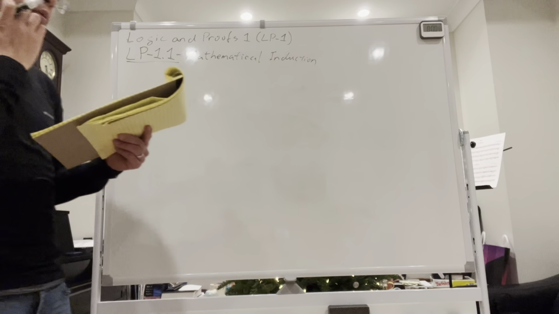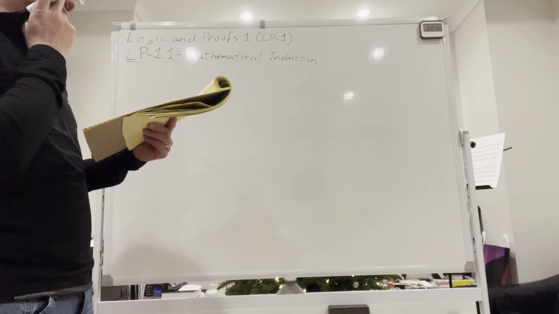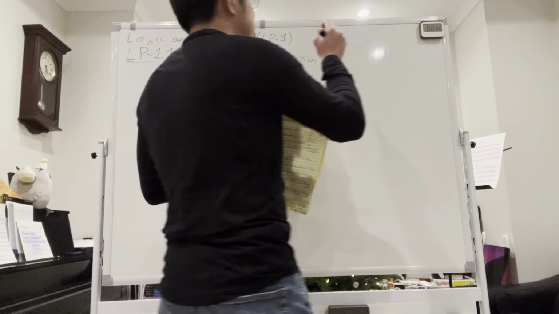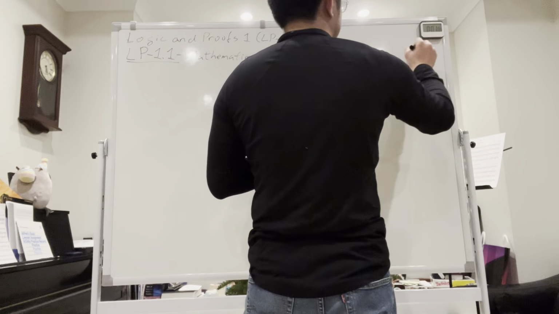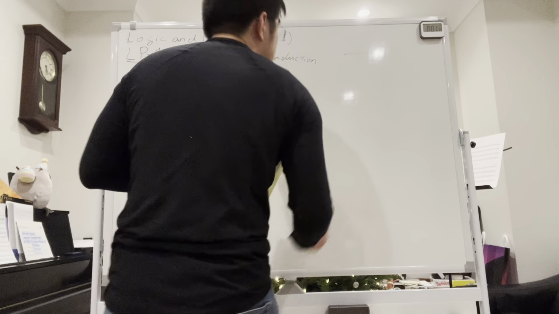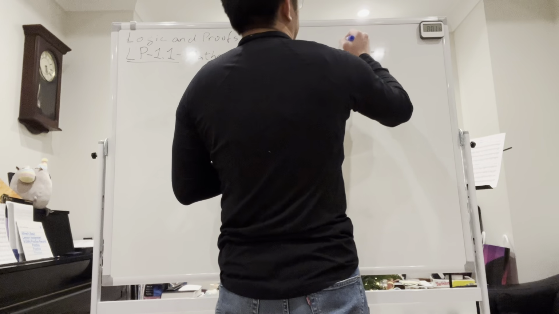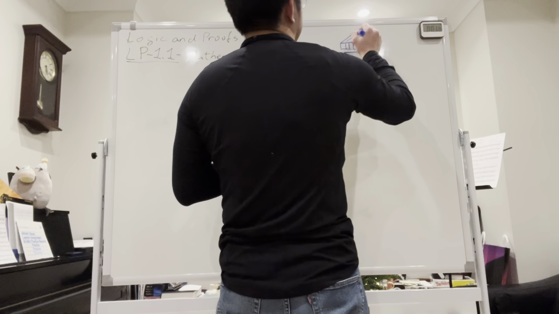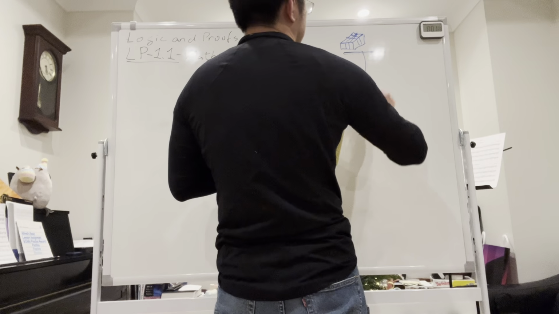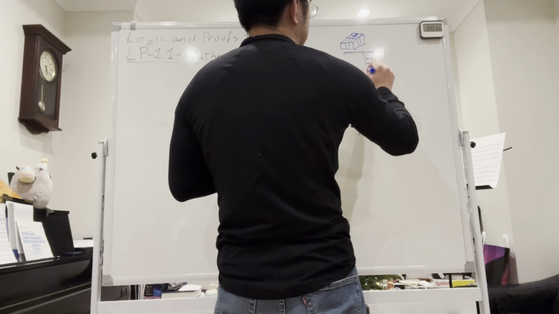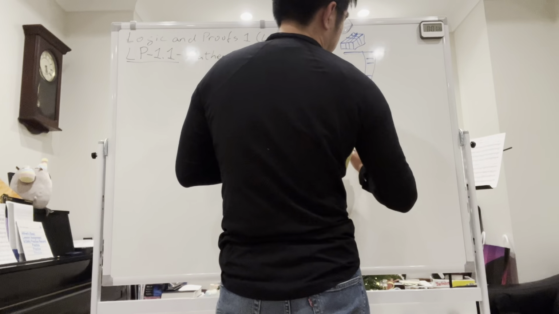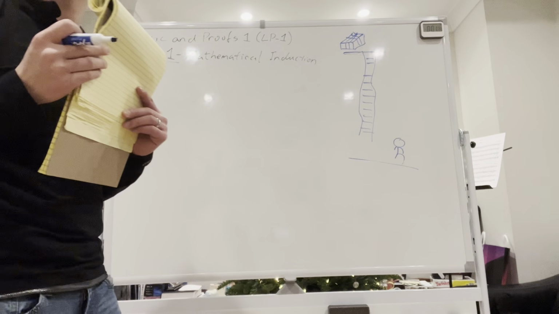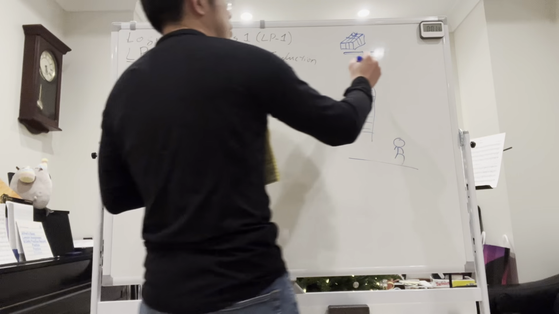So let me start with an analogy. And the analogy hopefully will begin making sense to all of you at the end. I think a lot of people use dominoes, but I'm going to use a slightly different one. Pretend there's a present at the top that you want. And then there's a very long ladder here. And then you're here. So you want to get to the top. This is very long.